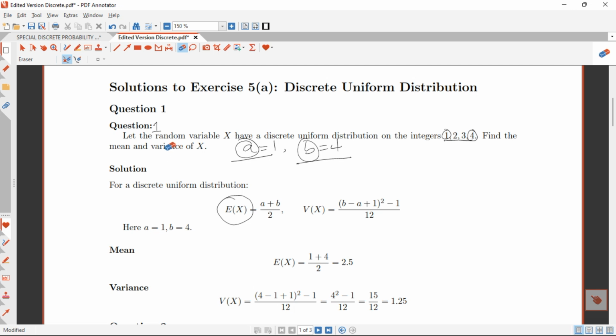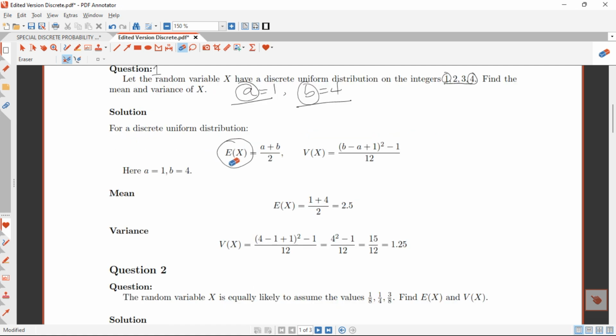And then our second part of the question says we should find the variance of x. And then we know that the variance of x is equal to b minus a plus 1 all squared minus 1 divided by 12, right? Already we know our b to be 4 and our a to be 1. All that we have to do is to just substitute the a and b inside the formula. And when you do the substitution, we get 4 minus 1 plus 1 all squared minus 1 divided by 12, which will give us 4 squared minus 1 divided by 12, where we get 15 divided by 12, and our answer is 1.25. So that is the solution to the first question.